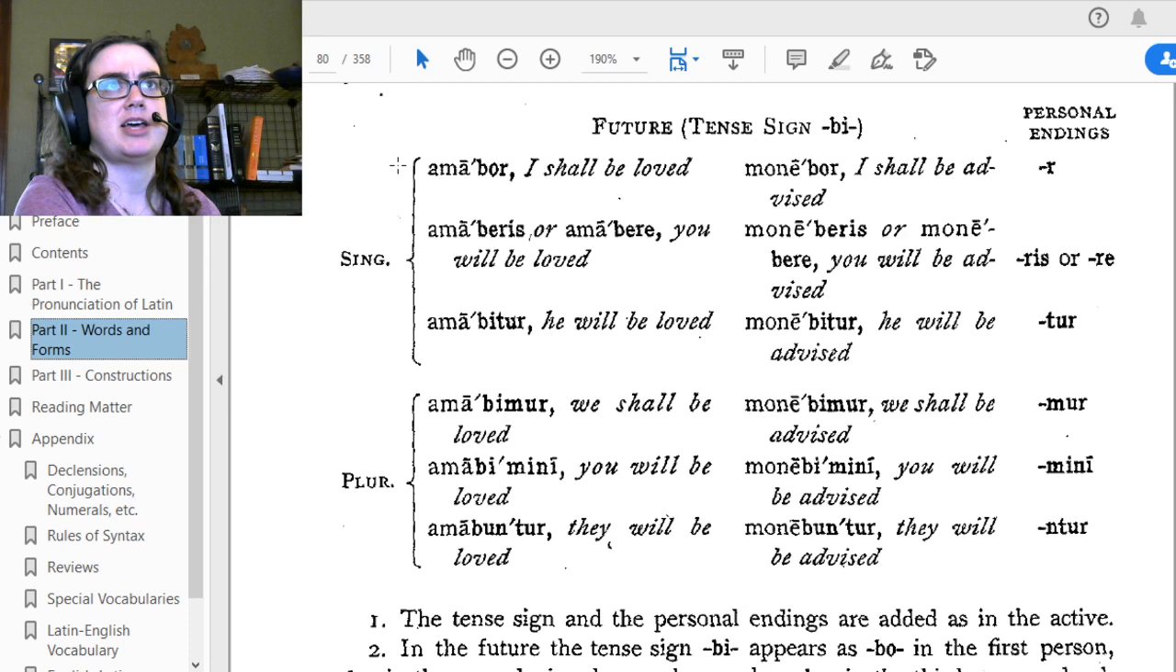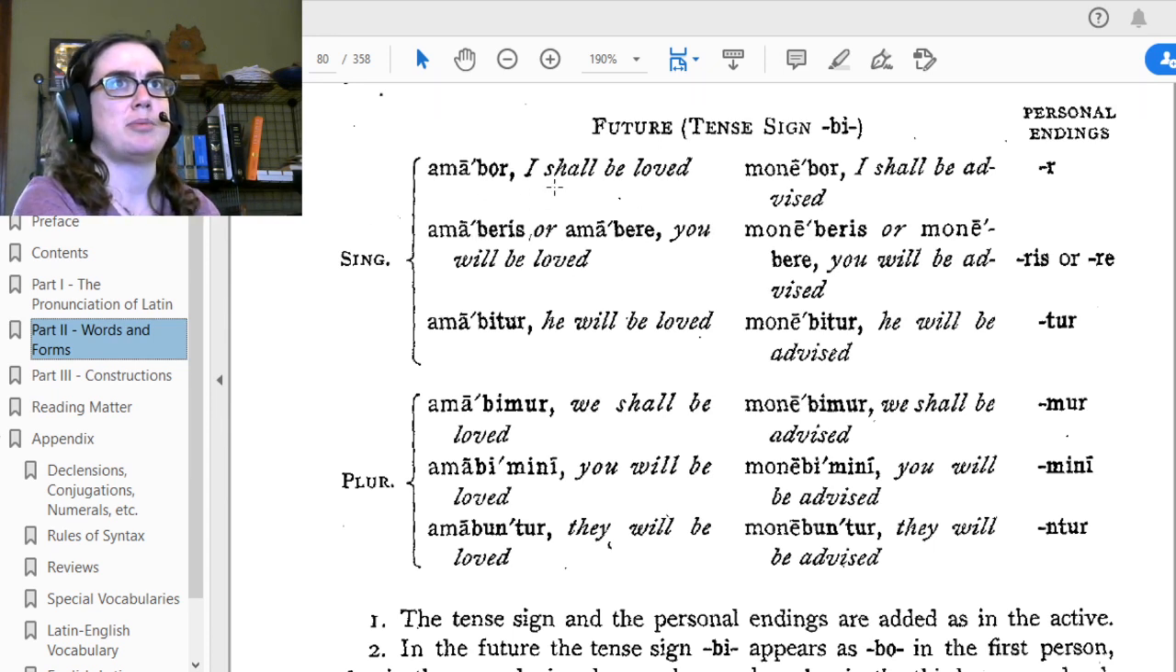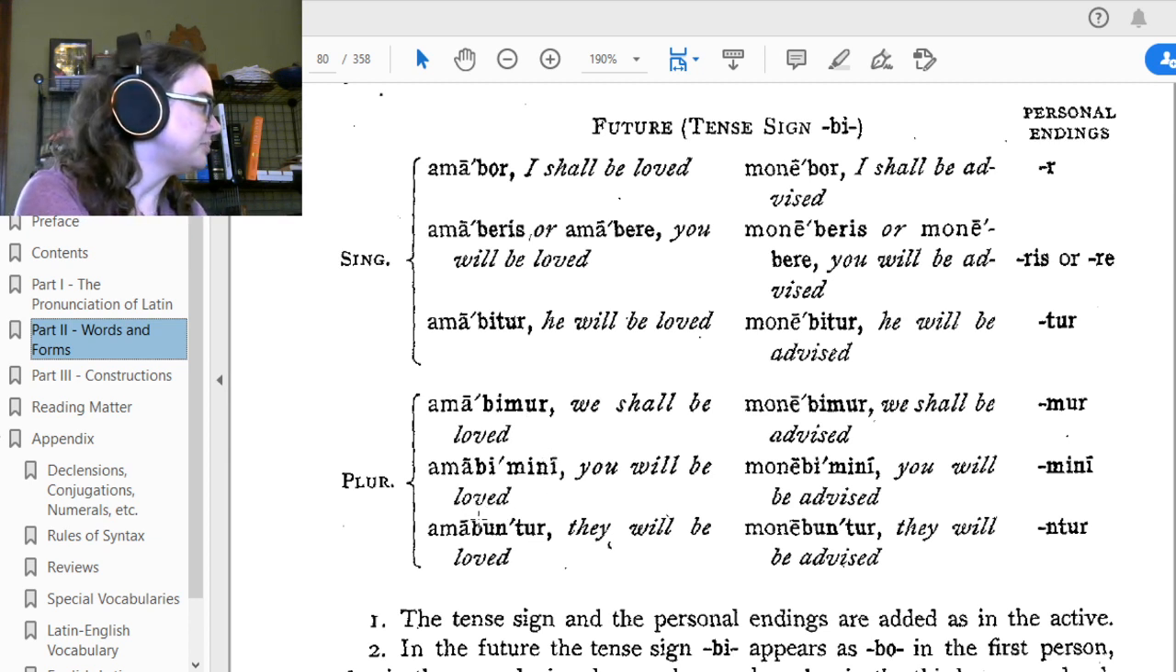Future, we got our stem, ama, mone, the bi future infix, and then the passive endings. You will notice that with the vowel and the r, we get some of those vowel shifts I mentioned. So it's amabor, amaberis with an E, and then amabitur with the I that you expect. Bimur, bimini, buntur. So that U that we get.